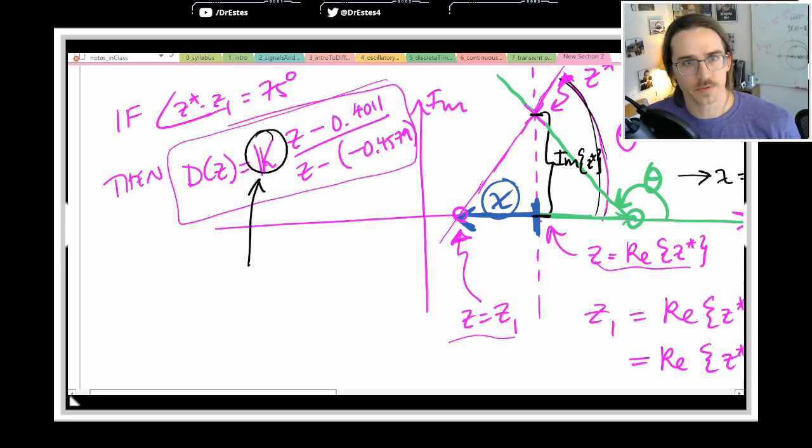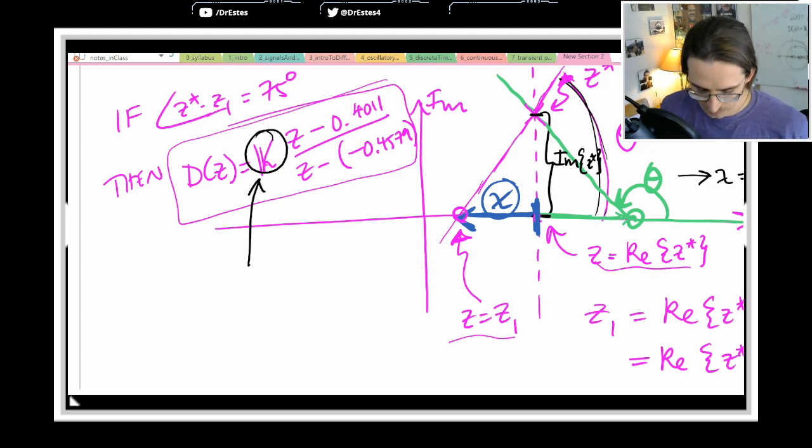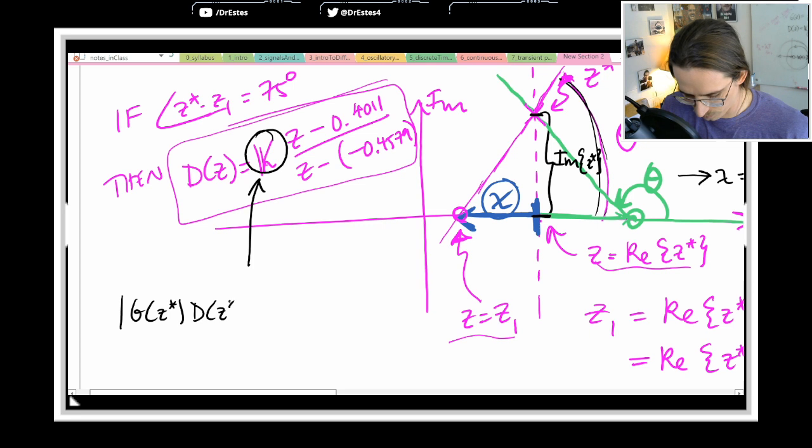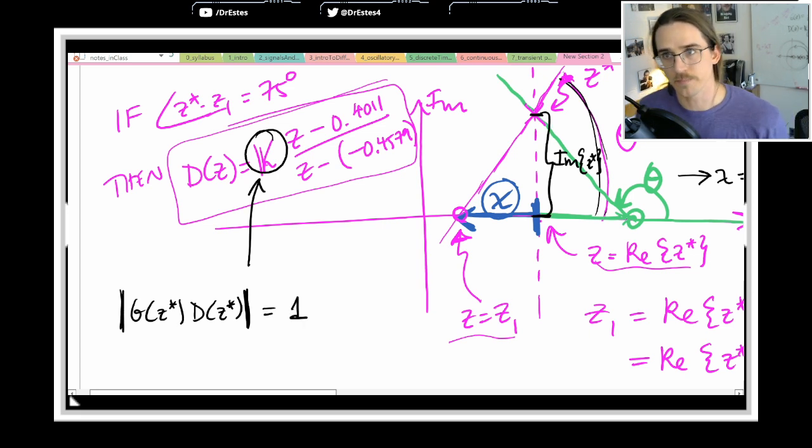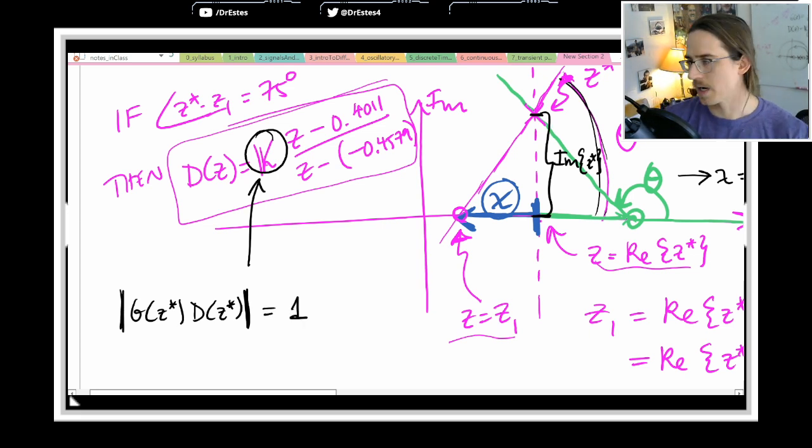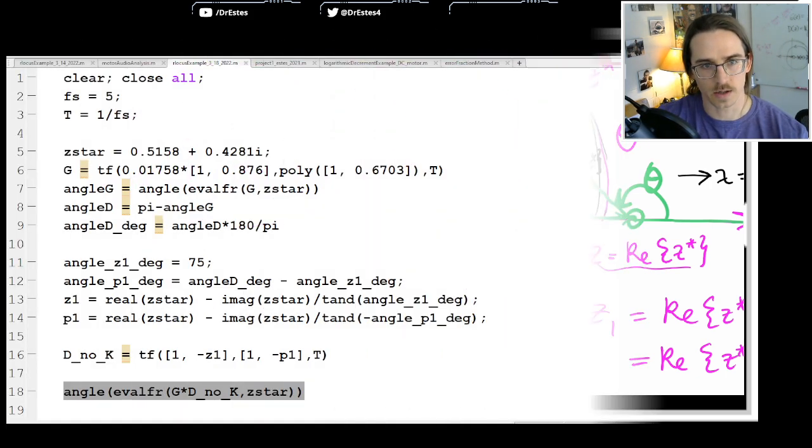Let's figure out what K is. The way that you figure out what K is, we have to use the magnitude criterion. So this is the second criterion for root locus. You take G times D, you evaluate it at Z star, you take the magnitude of it, and it has to be equal to 1. And we've shown a couple times how we get the gain from this. So I'm just going to go to Matlab, and we're going to calculate it.